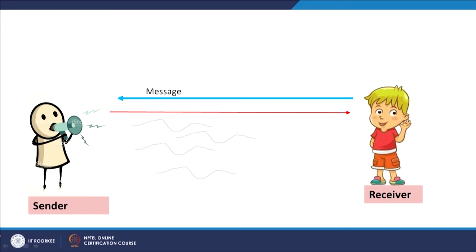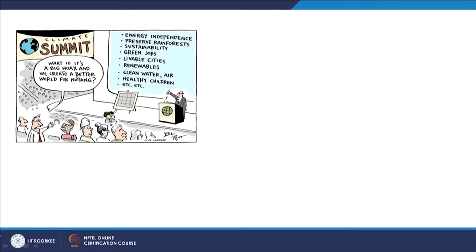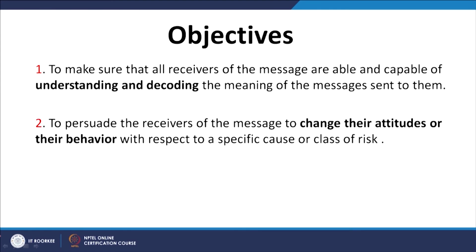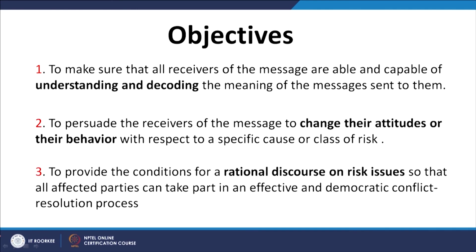Another important aspect is that when the sender is sending information to the receiver, they should at the same time be able to give feedback on what they understand and what concerns they have to the sender. So it should be a more democratic, reciprocal process. Like we can share our concerns in a summit or maybe just in a village meeting. So one of the key objectives of disaster risk communication is to provide a condition of rational discourse on risk issues so that all affected parties can take part in an effective and democratic manner for conflict resolution. If you have different opinions, you can share and resolve this conflict and come to consensus or agreed decisions.